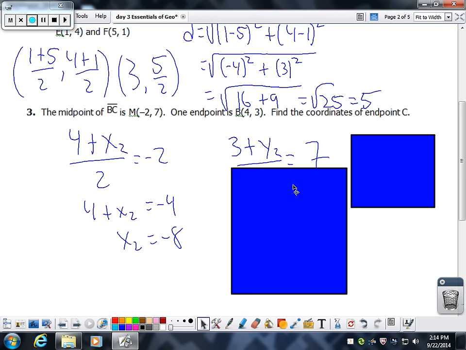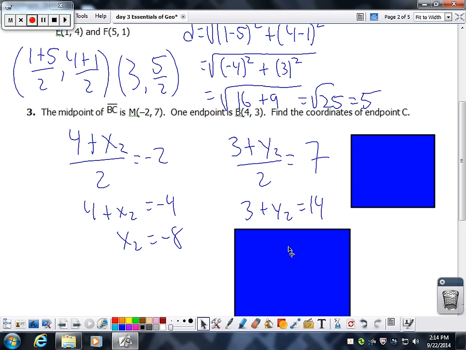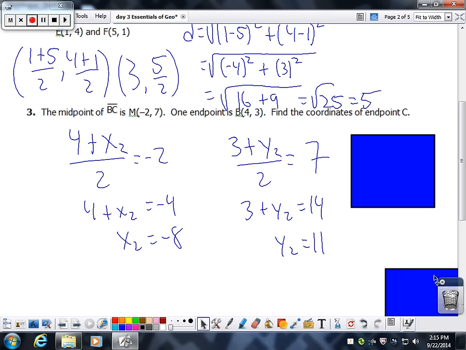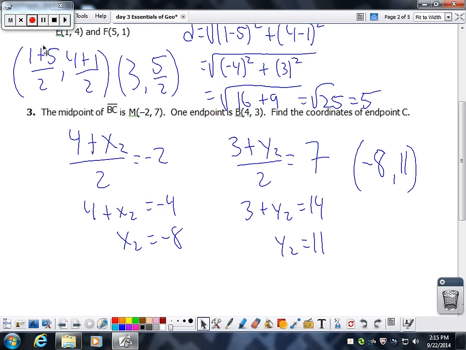Now we'll do the same thing for y. (3 plus y2) divided by 2 equals 7. Multiply by 2 on both sides, we end up with 3 plus y2 equals 14. Subtract 3 on both sides, and we get y2 equals 11. So your final answer, the coordinates of the endpoint C, are (-8, 11).